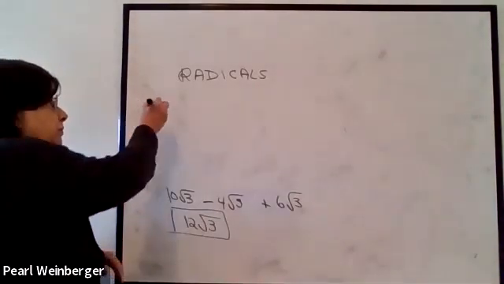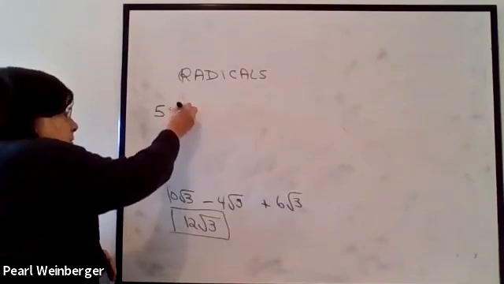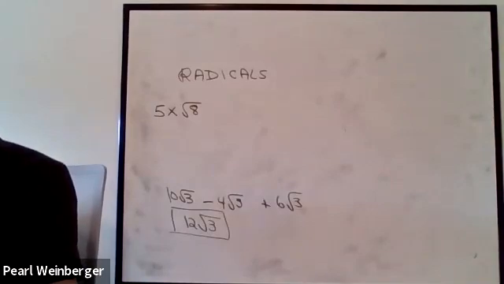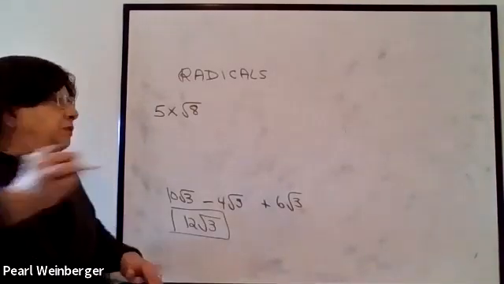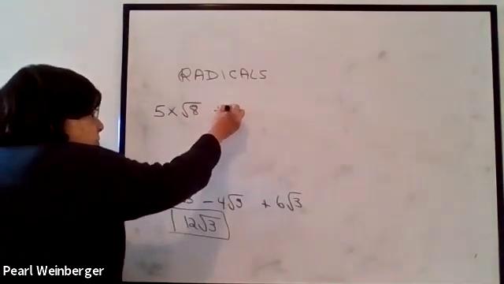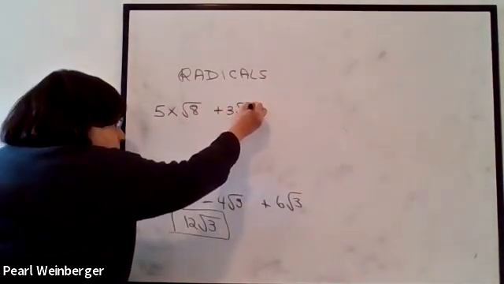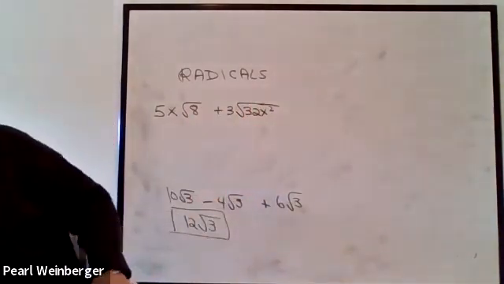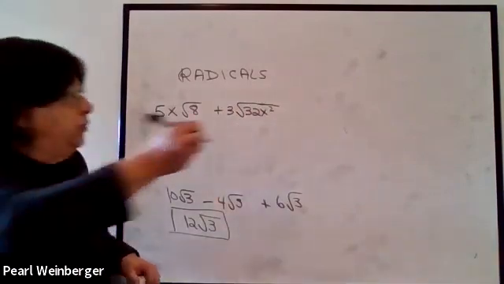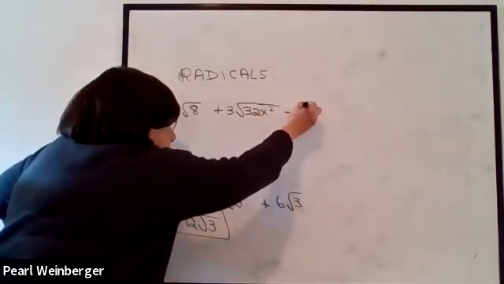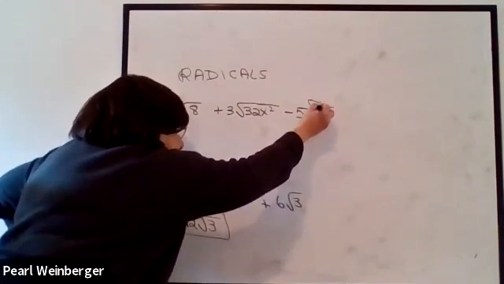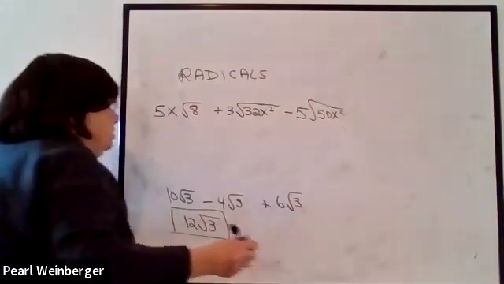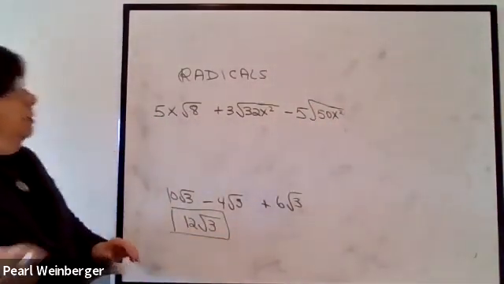Okay, so we have this 5x radical 8 plus 3 times 32x squared minus 5 times square root of 50x squared. See if you can simplify this expression.